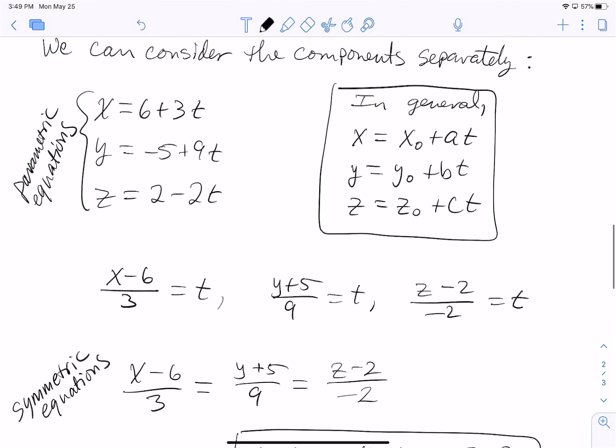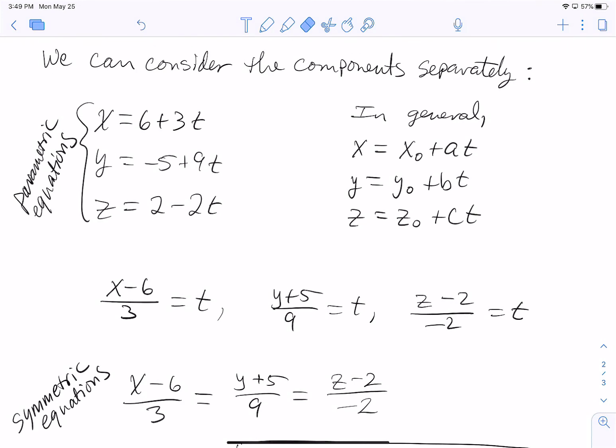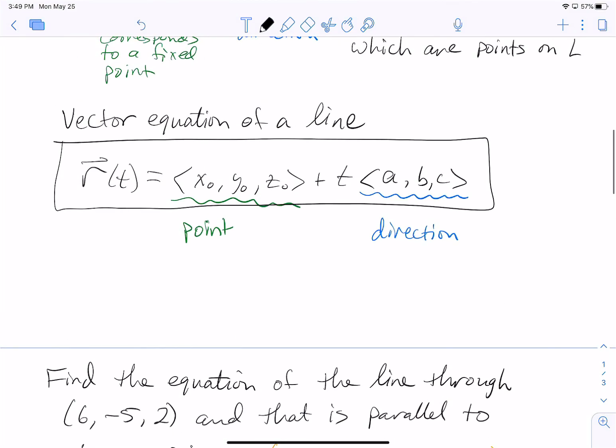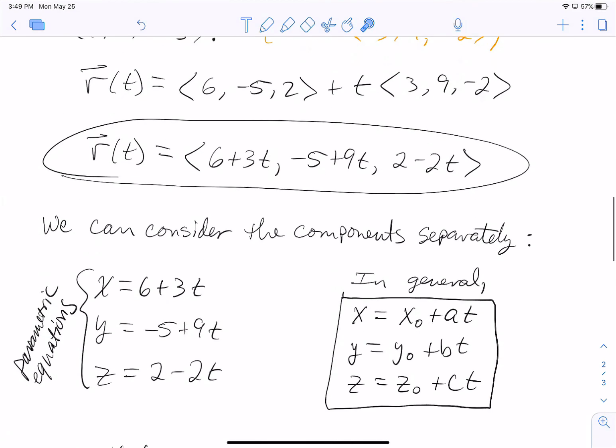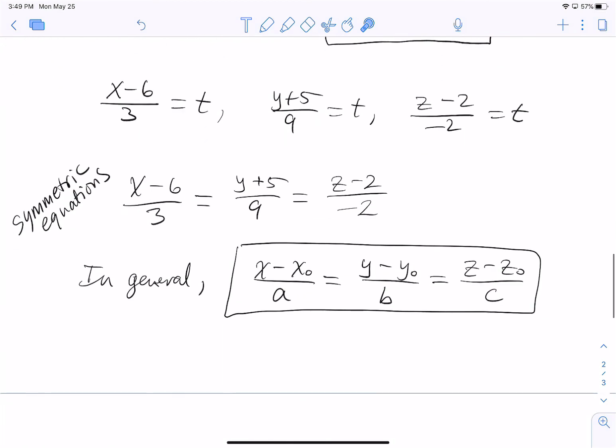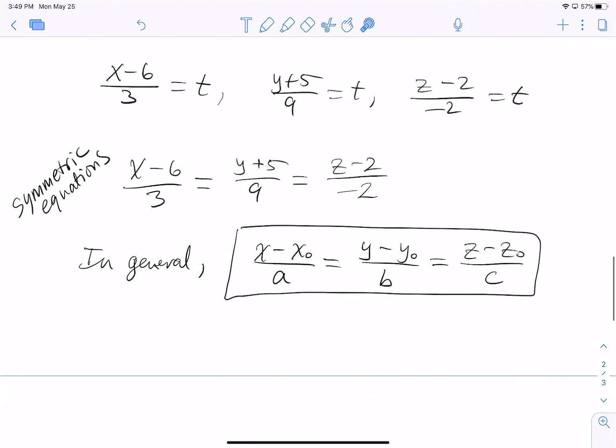And I put a box around in general this time. I didn't mean that. So we have here three forms for the equation of a line. All three forms are going to have x₀, y₀, z₀, and a, b, c. They're also going to have t. But anyway, we have this vector equation, we have parametric equations, and we have symmetric equations, and you'll be asked to work with all three of them.